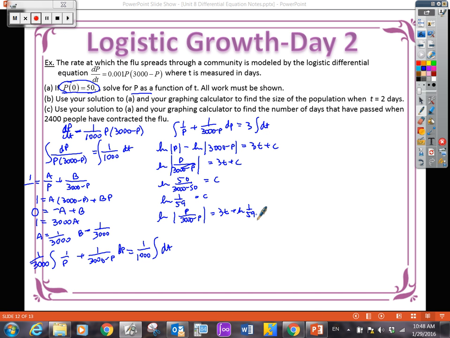Okay, and at this point we want to solve for p, which is going to be a little bit more intense than normal because we have two different p's. But it's just some algebra. It's algebra heavy, but we probably have a lot of algebra lovers in here, so I'm sure it's fine. All right, so here we go. So we're going to translate. So it'd be e to the 3t plus ln 1 over 59 equals p over 3000 minus p.